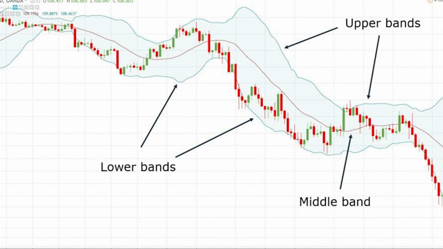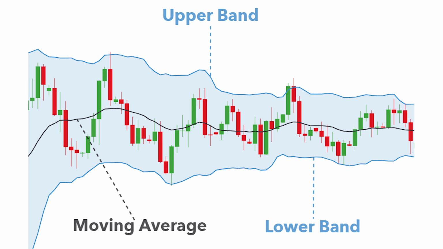The concept combines a moving average with a measure of volatility. It consists of a moving average, which is the middle band. Then it consists of two other bands, a lower band and an upper band. Bollinger's development of this tool was based on the observation that volatility was dynamic, contrasting with the then common belief that the market was static.